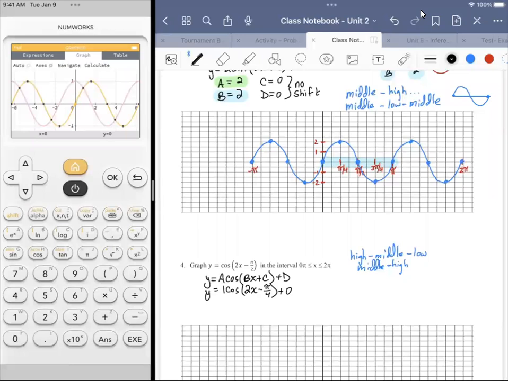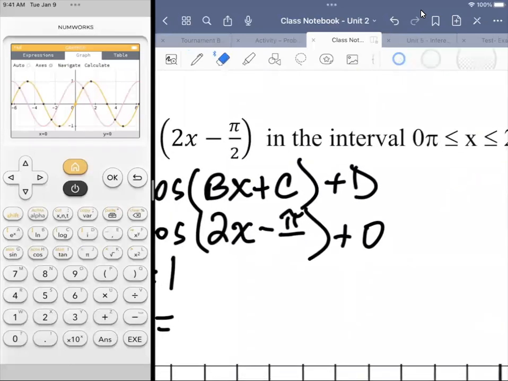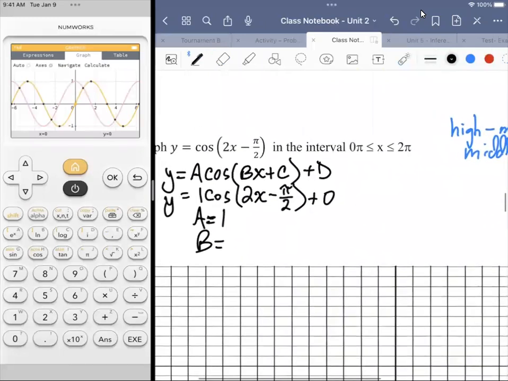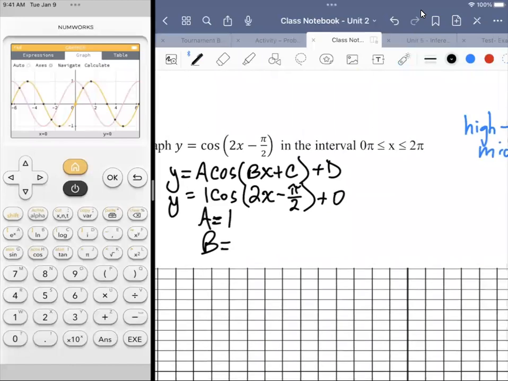So my A is equal to 1. Question? You wrote pi over 4, but I think you meant to write pi over 2. You're absolutely right. Thank you. You're welcome. So the A value is 1, the B value is 2, the C value is negative pi over 2, and the D value is equal to 0.